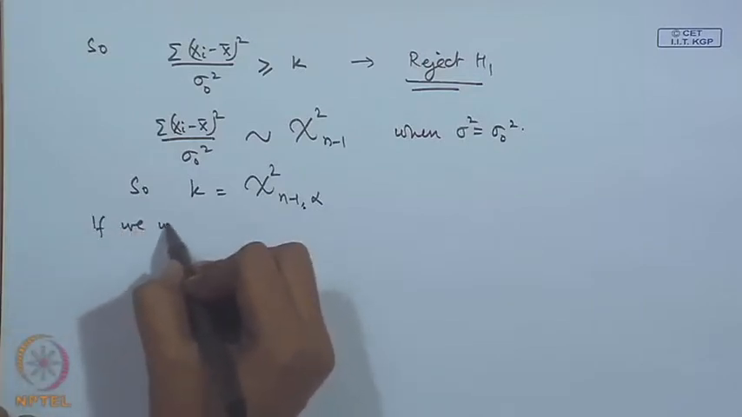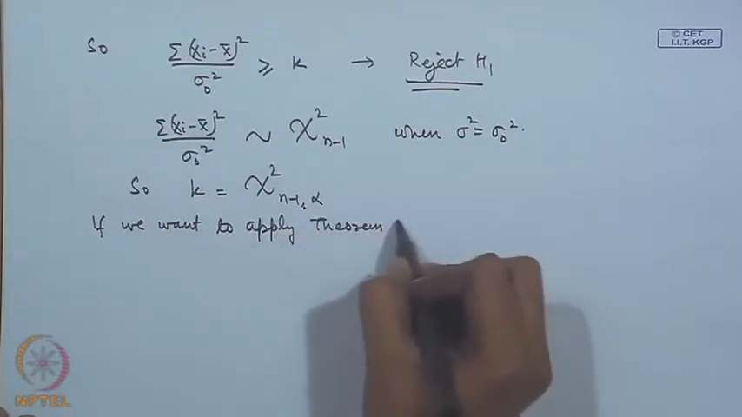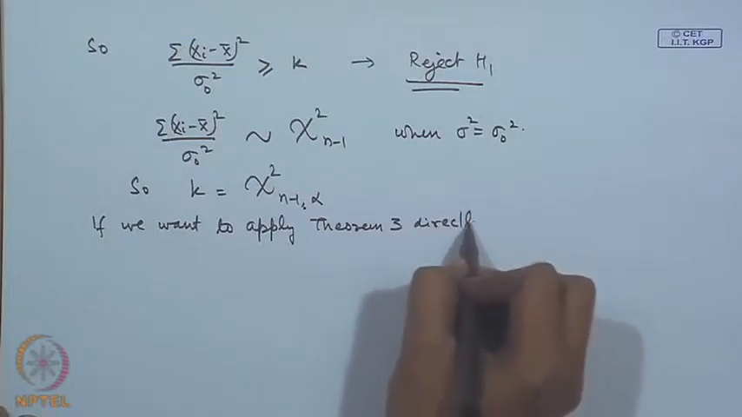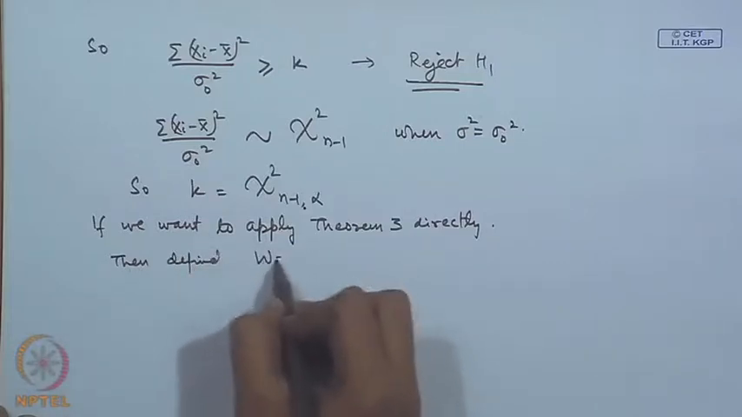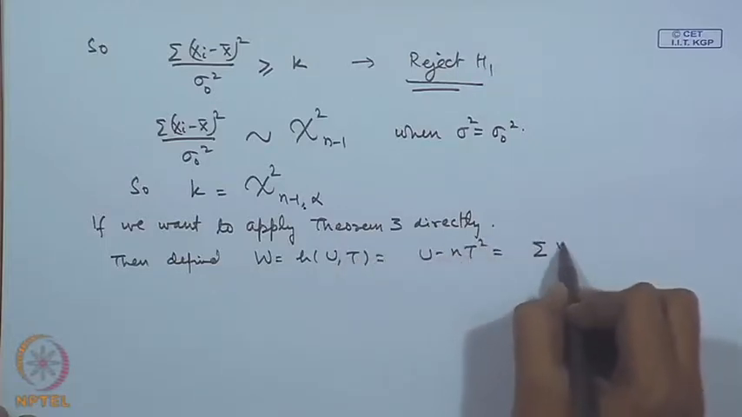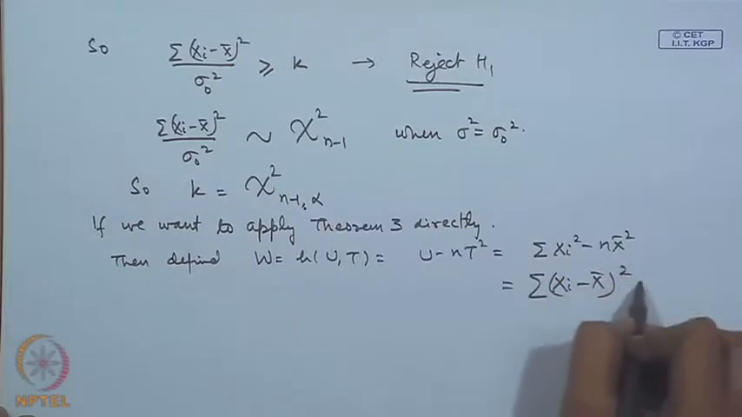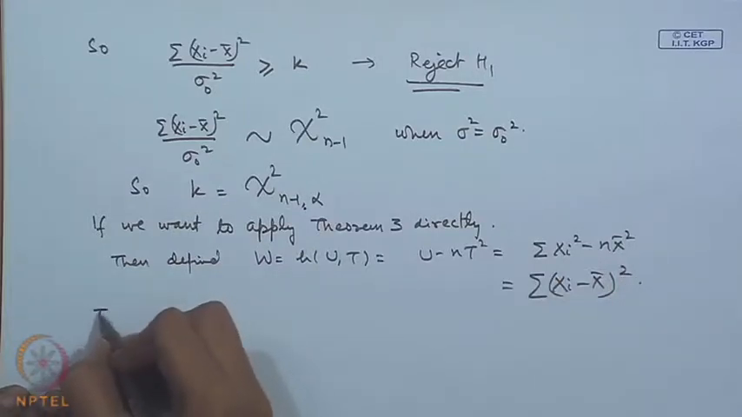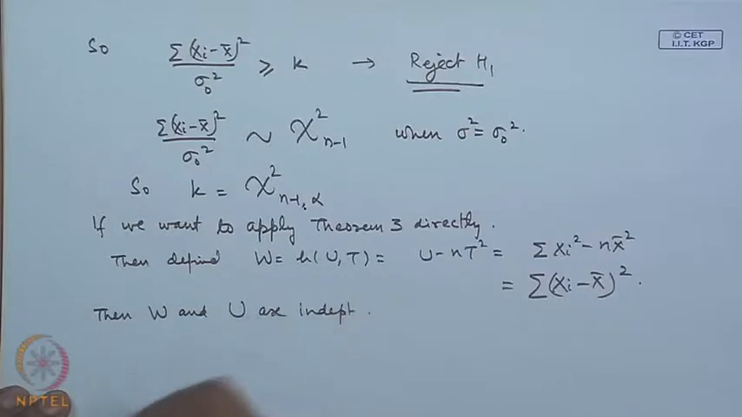If we want to apply theorem 3 directly, then define W is equal to h of u, t, which is u minus n t square, that is equal to sigma x I square minus n x bar square, that is sigma x I minus x bar whole square. Then W and u are independent. So, for sigma square equal to sigma naught square, also they will be independent, and W is increasing in u.